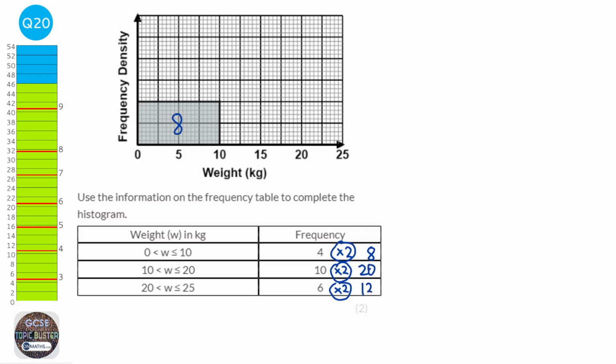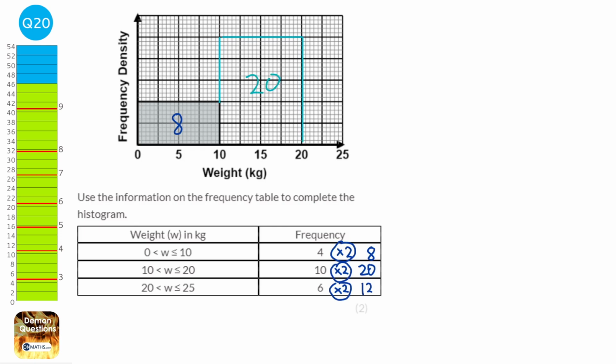The width of the next bar is 10, and if you look at it in squares, it is 1, 2, 3, 4 squares wide, and because we need 20 squares in total, it's going to be 4 by 5, so it's going to be 5 squares high. So up here, I'm going to try and pick a colour that shows up a bit better. There we are. And we've just got to make sure that there are 20 squares inside here, which there are.